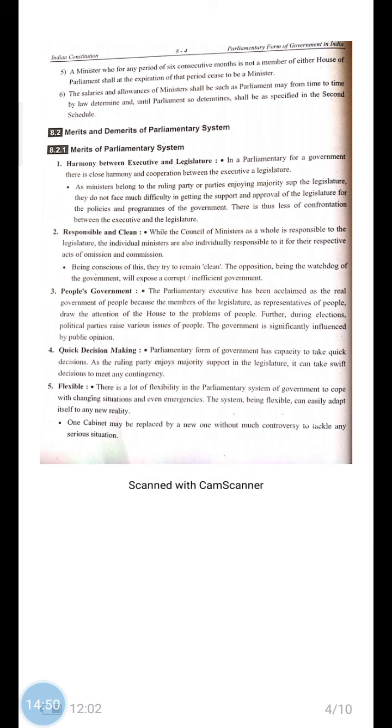Then second one is responsible and clean government. While the council of ministers as a whole is responsible to the legislature, the individual ministers are also individually responsible for their respective acts of omission and commission. Being conscious of this, they have to remain clean, and we can say opposition being the watchdog of the government exposes the corrupt and inefficient government.